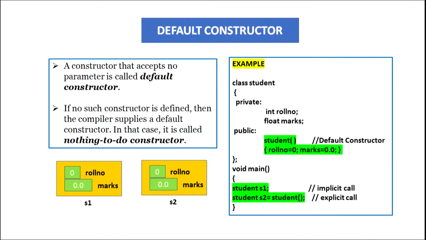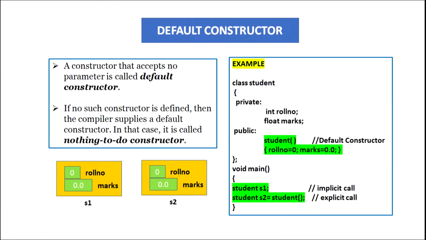Now, in main, the statement student S1 will create the object S1 and invoke the constructor student implicitly. So, you can see the moment the object S1 is created, the memory will be allocated to its data members, roll number and marks, and the constructor will be called and it will assign the initial values 0 to roll number and 0.02 to marks. In the second statement, we have given student S2 is equal to student followed by a set of parentheses. This is an explicit call of default constructor.